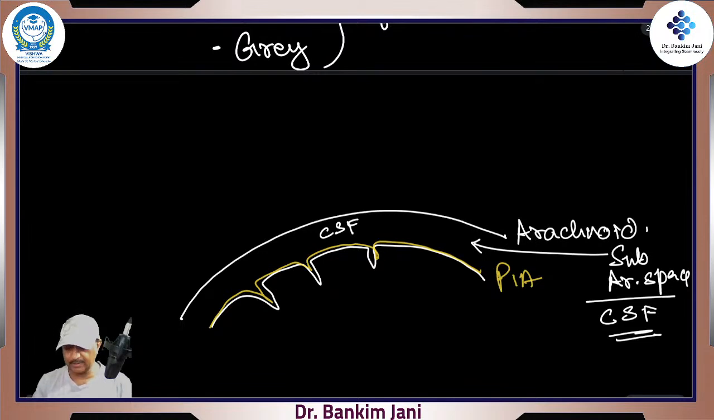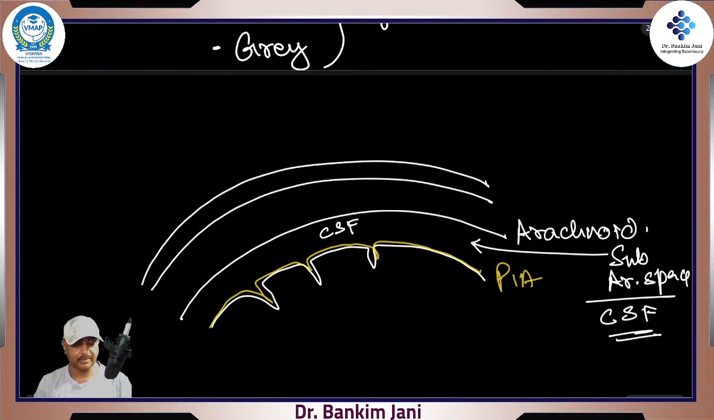After this arachnoid layer, there would be the dural layer. But the dura has two layers: one is the meningeal layer, and the other is the periosteal layer. So this is the outer one, that is the periosteal dura.